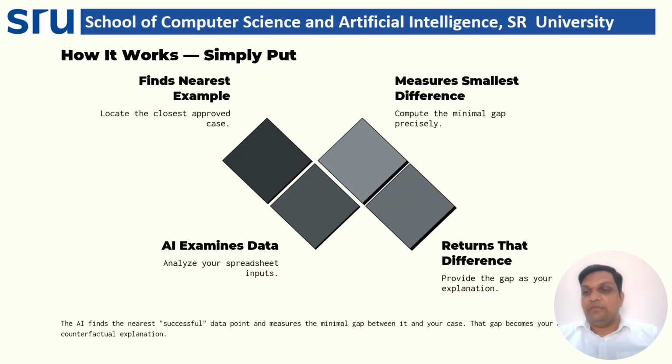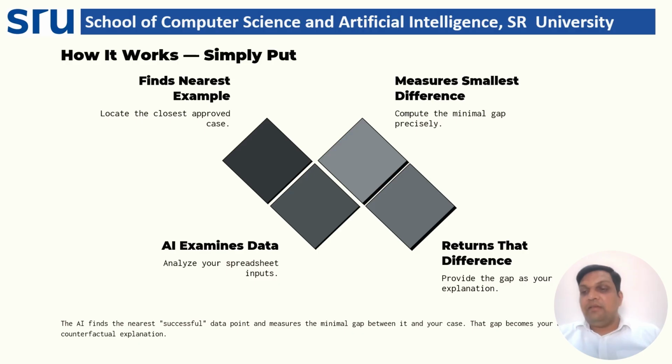How it works. Simply put, find the nearest example. Locate the closest approved case. Measure the smallest difference. Compute the minimal gap precisely. Examine the data. Analyze your spreadsheet inputs. Return that difference. Provide the gap as your explanation. The AI finds the nearest successful data point and measures the minimal gap between it and your case.